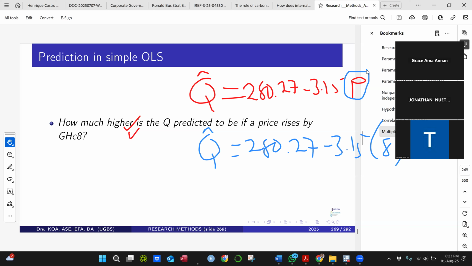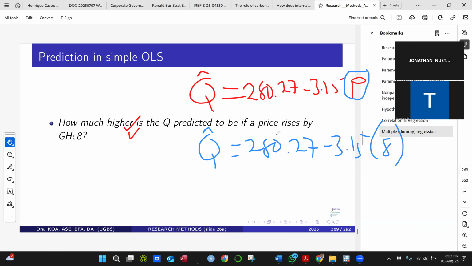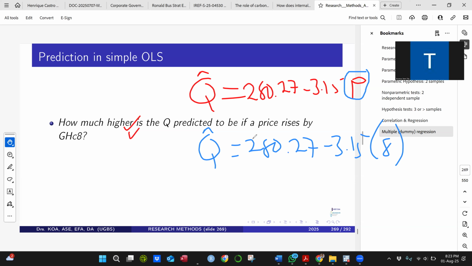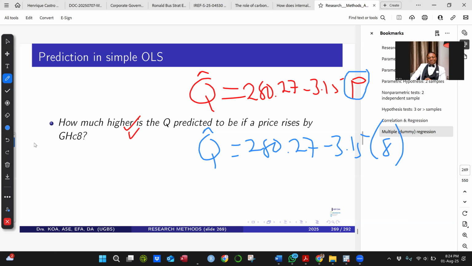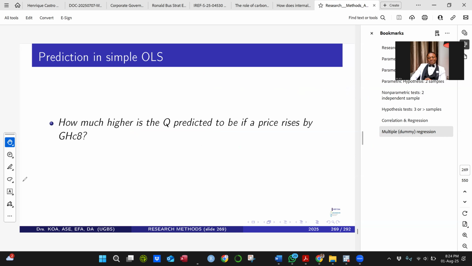255.07. Very good. That becomes the predicted quantity demanded of gin bitters if price should go up. So you see, it has brought the quantity demanded down when price went up, which shows the negative relationship between the price and quantity demanded. You can always do a prediction, provided the independent variable changes. You see that the dependent variable, which in this case is quantity demanded, will also change.